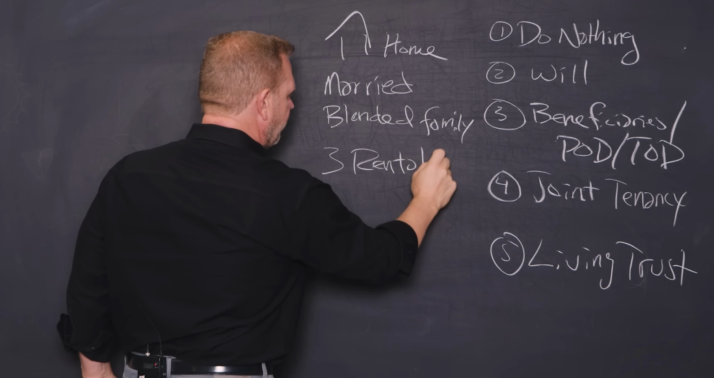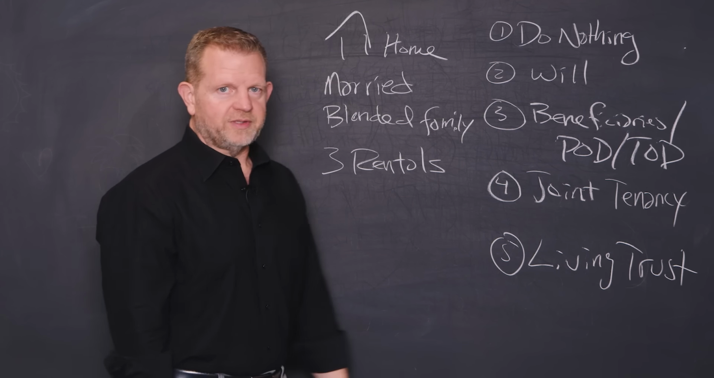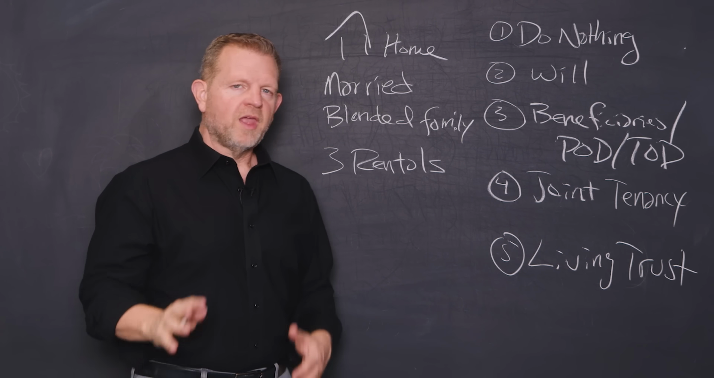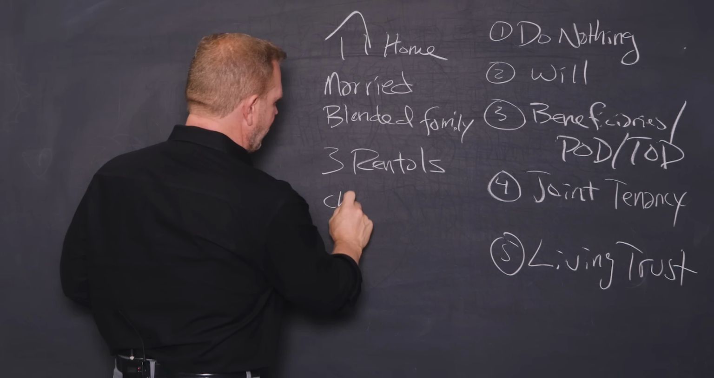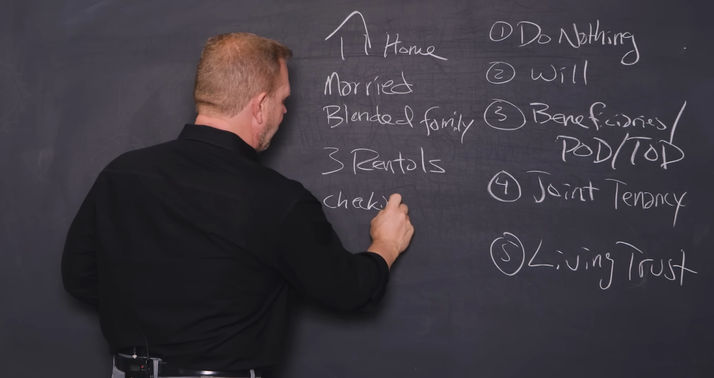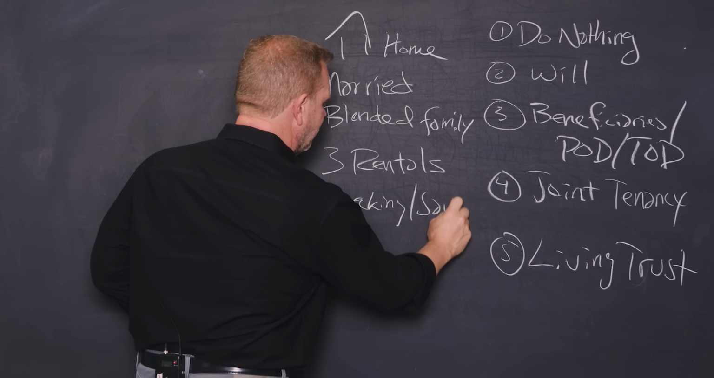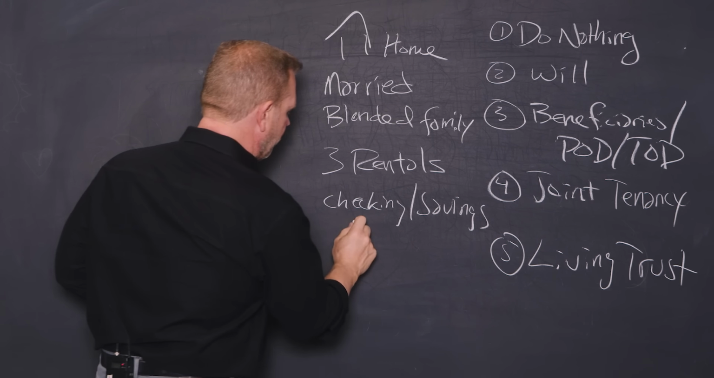We'll just say they're 3 rentals, and they could be duplexes, multiplexes, single-family homes. You have some cash. Let's say you have a checking, savings. You have a brokerage.